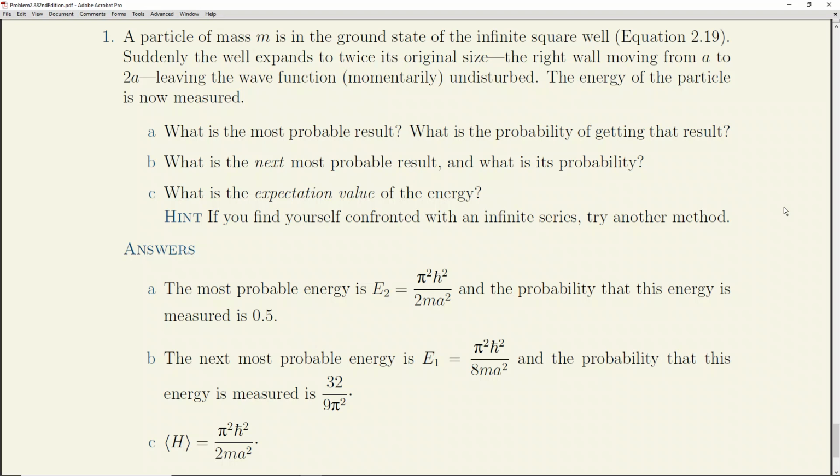For part B, the next most probable energy is E sub 1 equals pi squared h bar squared divided by 8ma squared, and the probability that this energy is measured will be 32 over 9 pi squared. And finally, for part C, the expectation value of the energy, or the Hamiltonian of the system, is equal to pi squared h bar squared over 2ma squared.